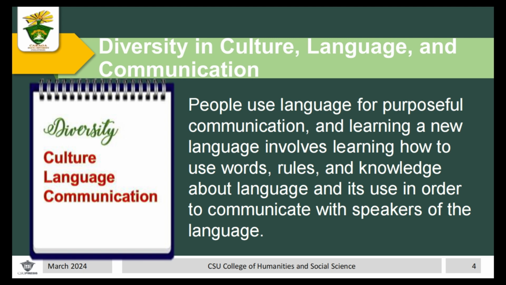Learning a new language doesn't just involve learning the use of words, rules, and knowledge. It also involves knowing their tone and application of words to be able to apply what you have learned in communicating with other people in a diverse society. In a multicultural society, people speak different languages, and each language has its own structure and meaning. To communicate effectively, one must learn the rules of the language and understand the cultural context behind it.